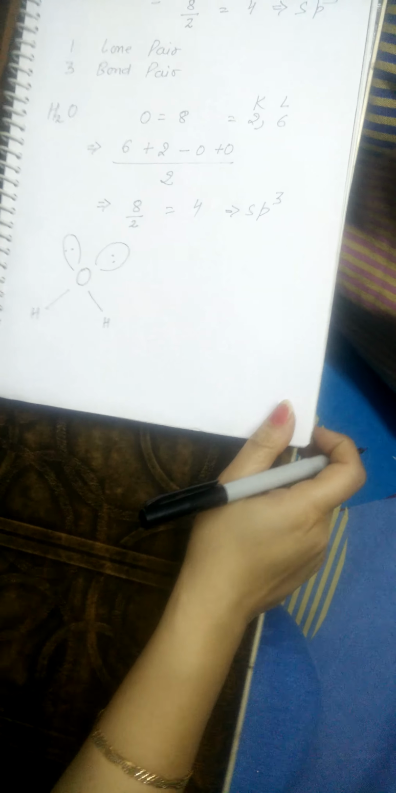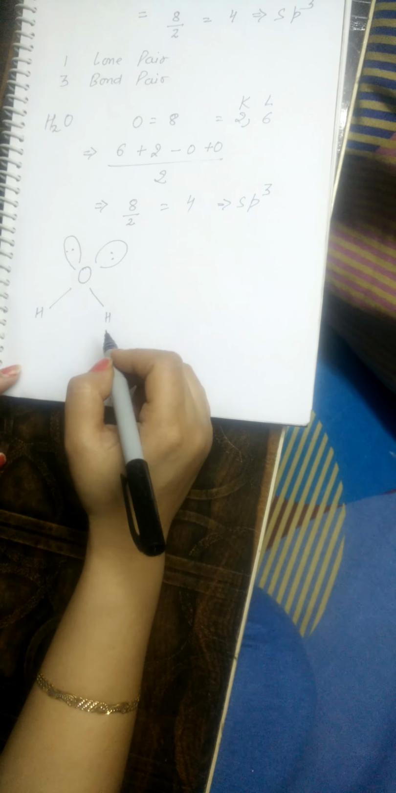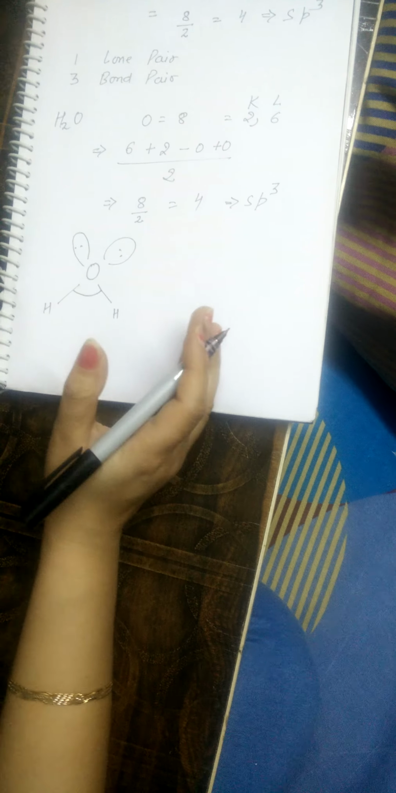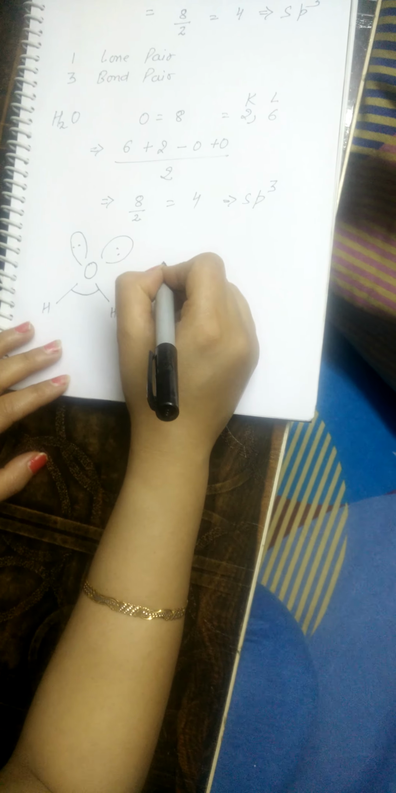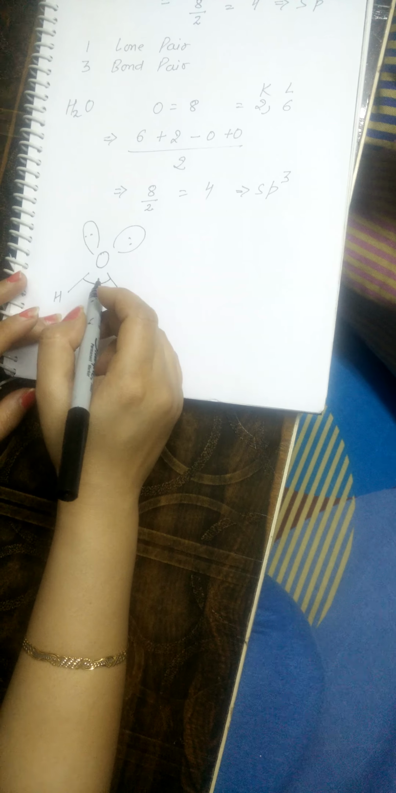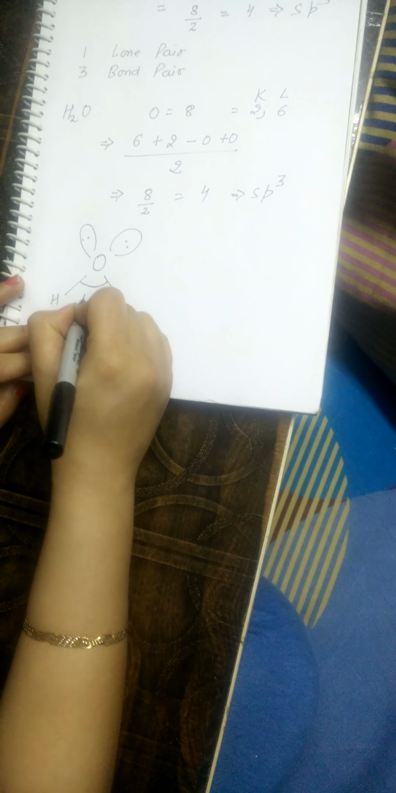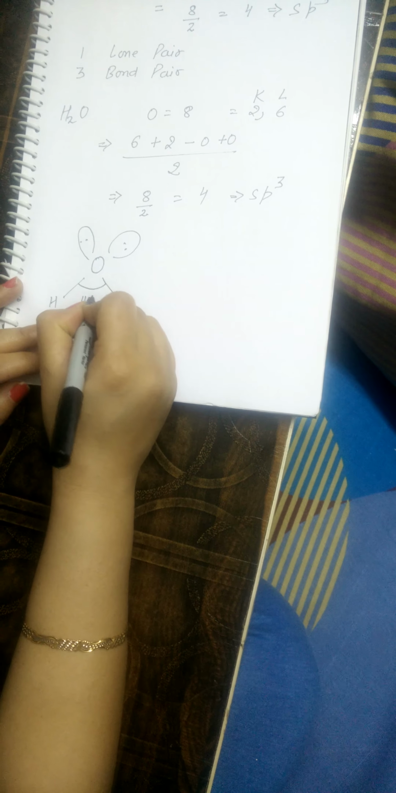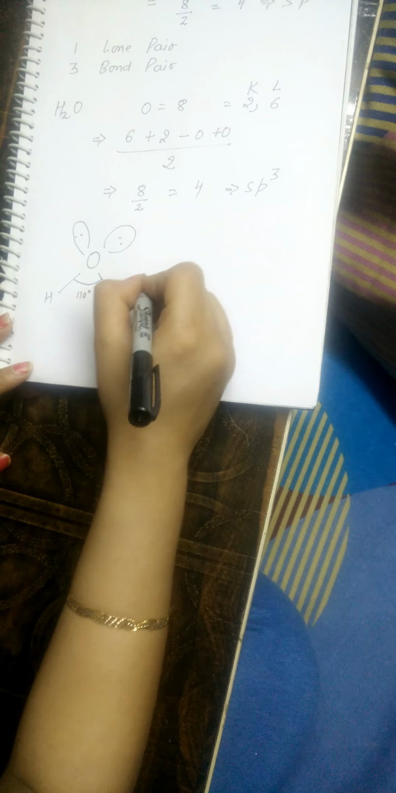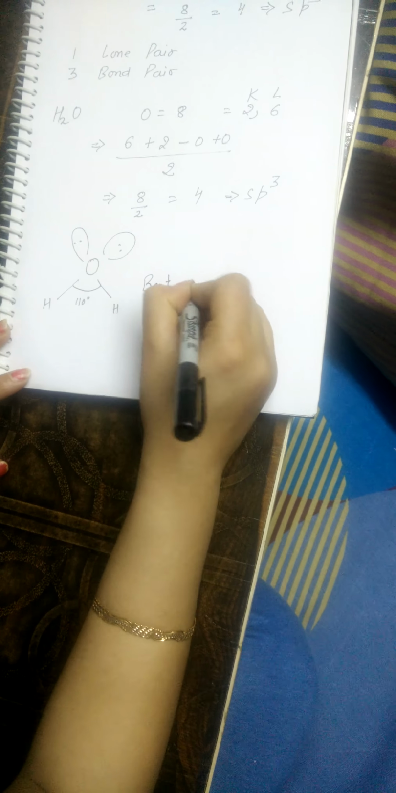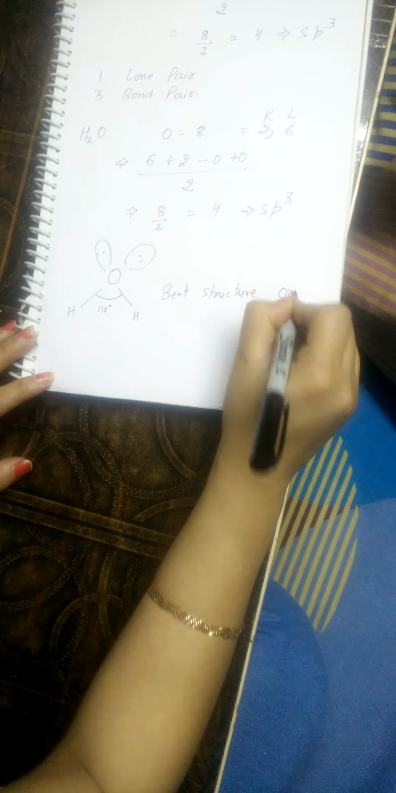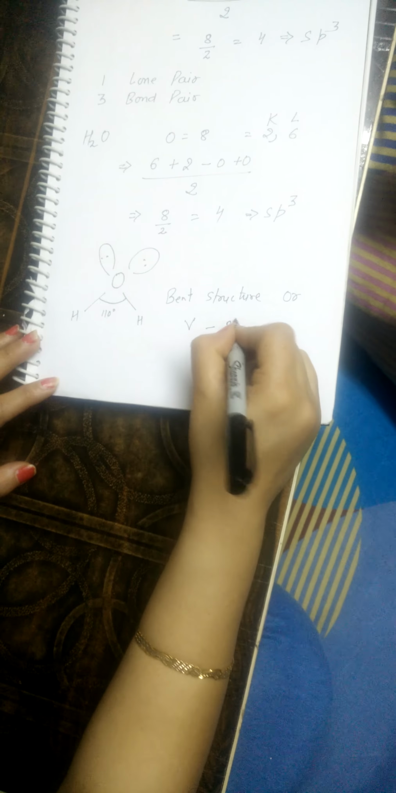So these are the examples with the lone pair as well as bond pair, and the bond angle keeps on differing depending upon the interaction between the lone pair and the bond pair. It is approximately around 110 degree. So we can name this structure as a bent structure or V-shaped.